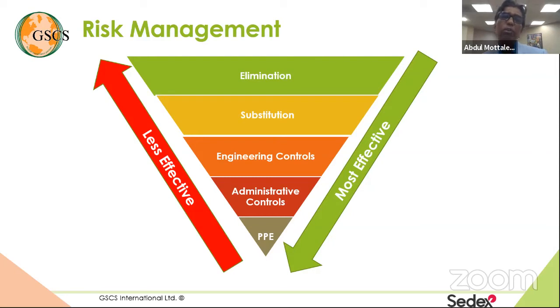But unfortunately, we find some areas where the factory or facility looks from the downside to the upside. Their first focus area is PPE, then administrative control, then engineering control, and then substitution and elimination. This way, the risk management control is very less effective. So the auditor's perspective is always the right-side arrow, the hierarchy of risk management, which is the most effective one, starting from elimination and ending with PPE.